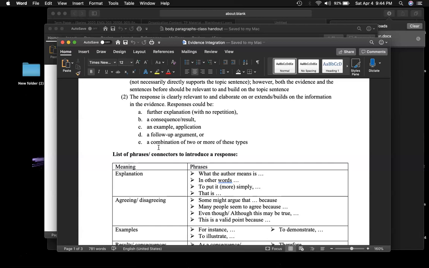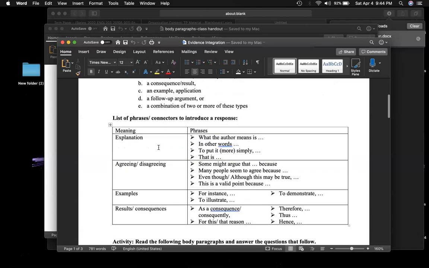simply 1 sentence more than the paraphrase. So if my paraphrase is one sentence, response should be minimum 2 sentences. More is better. If my paraphrase is 2 sentences, my response should be minimum 3 sentences. More is better. Minimum means cannot be less than that.